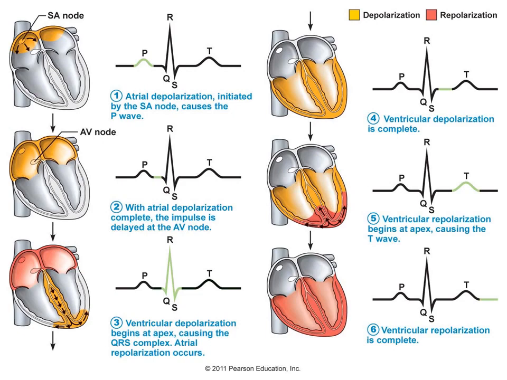On this diagram, in the color coordination, yellow is depolarization and red is repolarization, and it's really nice how it shows all the pieces put together. When the SA node first sends out its impulse and you have depolarization occurring in the atria, that corresponds to the P wave. And as you follow through, the green line on the EKG shows exactly where you are at that particular point in time relative to the picture of the depolarization versus repolarization of your chambers.